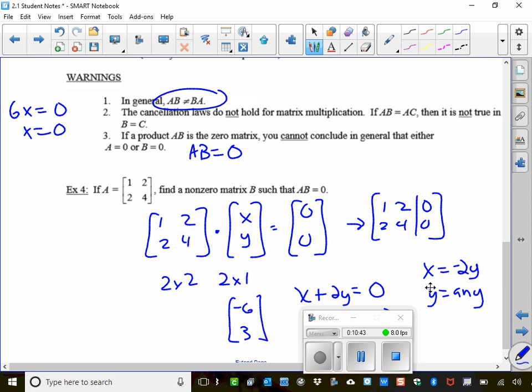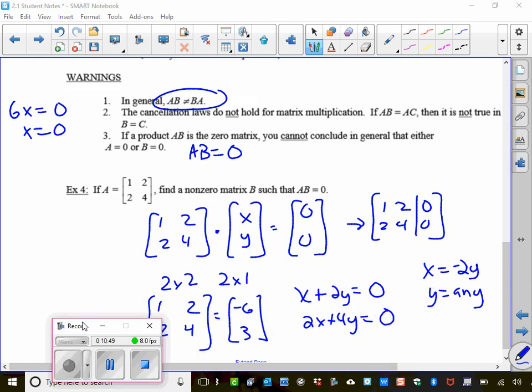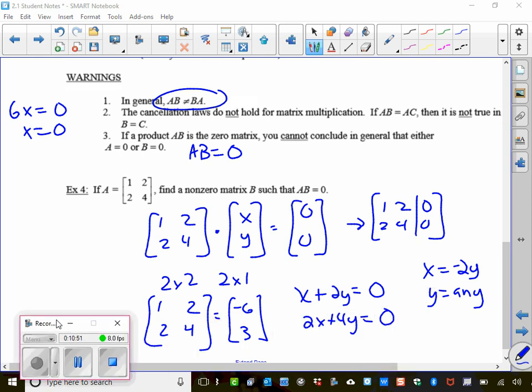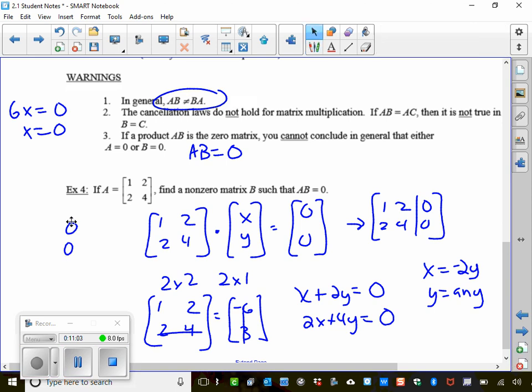So let's try it out. 1, 2, 2, 4. If I try that out, I would say 1, 2 times -6, 3. I would get -6 plus 6, so yes, I would get 0. And then my 2, 4 times -6, 3, I would get -12 plus 12, so 0. So that's just a quick little fact thing.